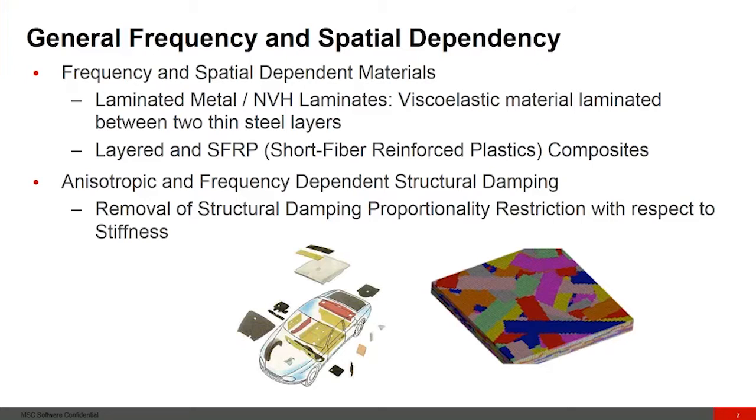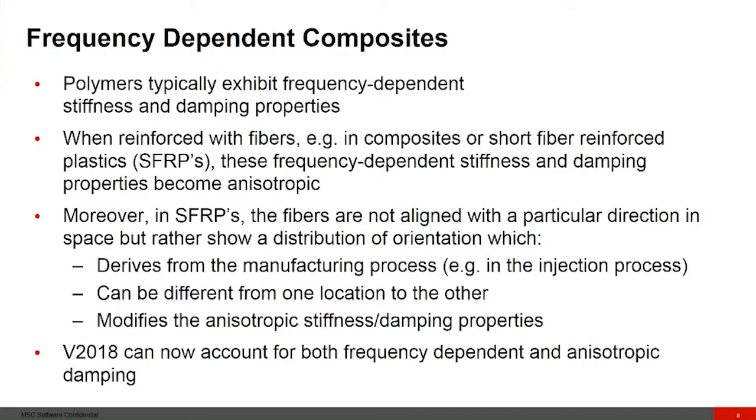To capture the true behavior of these materials for NVH applications, it is necessary that the stiffness and damping properties of these materials are frequency and spatially dependent. For this new version of MSC Nastran, in MSC Nastran 2018.0, we've added the capability of defining your material properties to be frequency and spatially dependent. And these properties can be stiffness or damping properties.